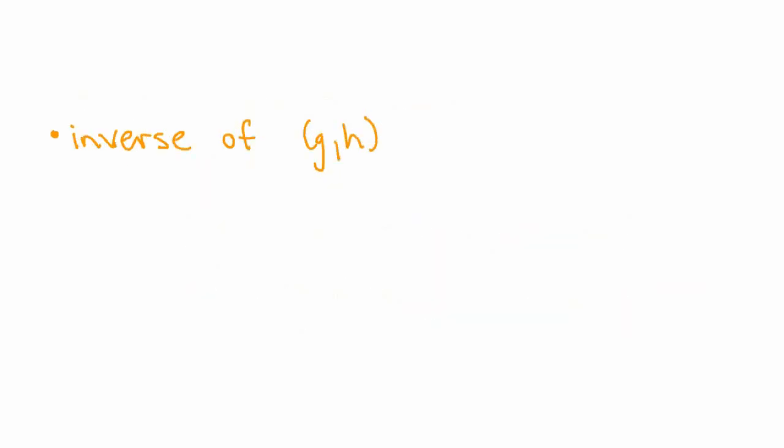And finally, how about existence of inverses? Well, at this point you've probably caught on and figured out that the inverse of the element (g, h) is just going to be the element of the Cartesian product whose first component is the inverse of g in G and whose second component is the inverse of h in H.